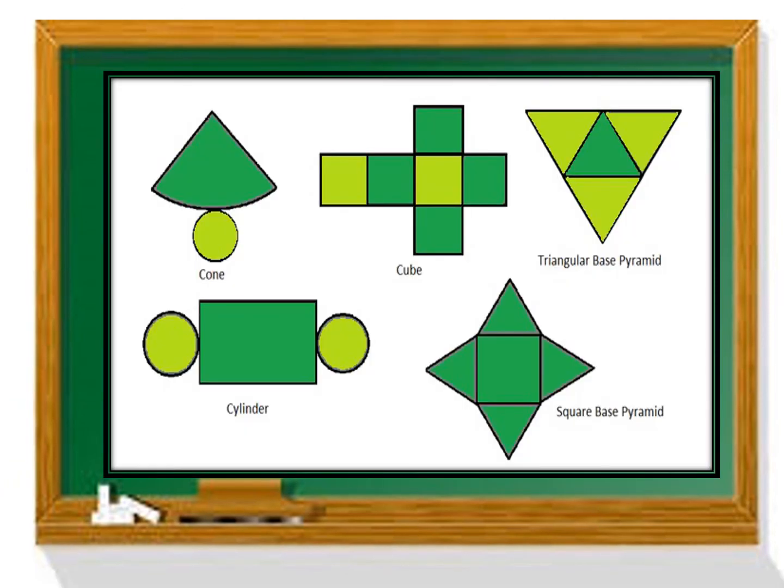Class, here is the illustration of the nets of the solid figures that you are going to construct. Cone, cube, triangular base pyramid, cylinder, and square base pyramid. So you're going to construct the nets of the solid figures to form the solid figures.